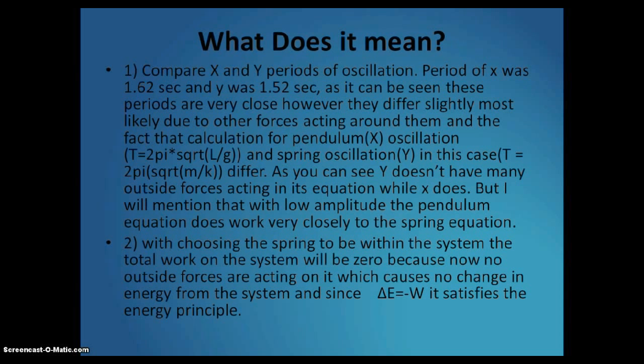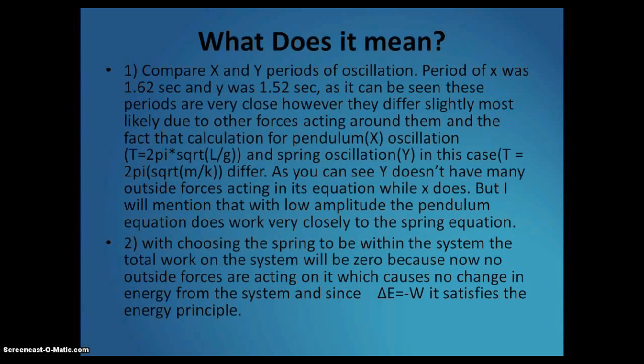What does it mean? Compare the x and y periods of oscillation. The period of x was 1.62 seconds, and y was 1.52 seconds, both of which were solved for using data from tracker. As it can be seen, these periods are very close. However, they differ slightly, most likely due to other forces acting around them, and the fact that the calculation for pendular oscillation, the x direction, is T equals 2 pi times the square root of length divided by gravity, and spring oscillation, y in this case, T equals 2 pi square root of m over k, which is mass divided by spring constant, differ. As you can see, y doesn't have many outside forces acting on it in its equation, while x does.